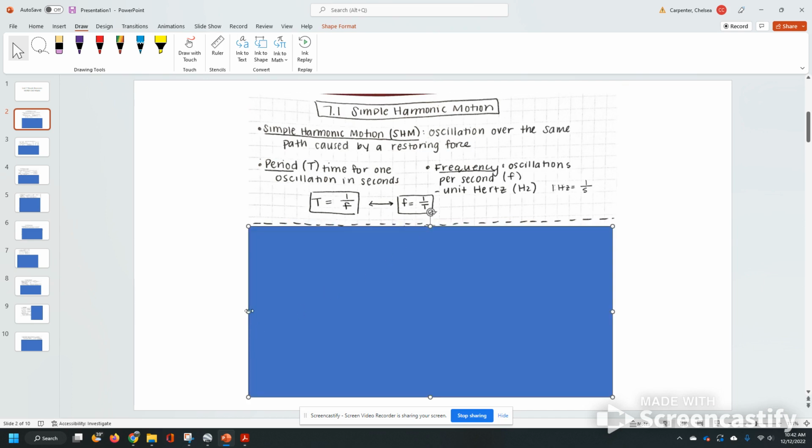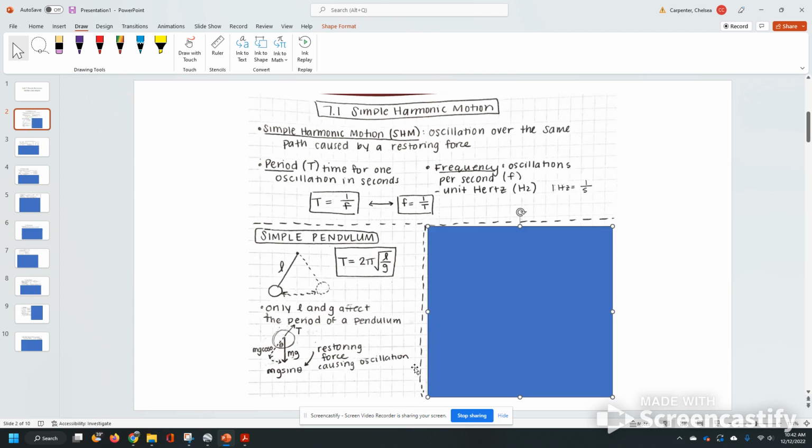Cool. And there's 2 types of simple harmonic motion that we will talk about. One is a simple pendulum. Down here we've got some sort of fixed point, and this little guy is a mass. It's called a bob, which is kind of funny. And it's on some length of string. The period is equal to 2 pi times the square root of L, which is in meters, over g, which we know is 9.8.